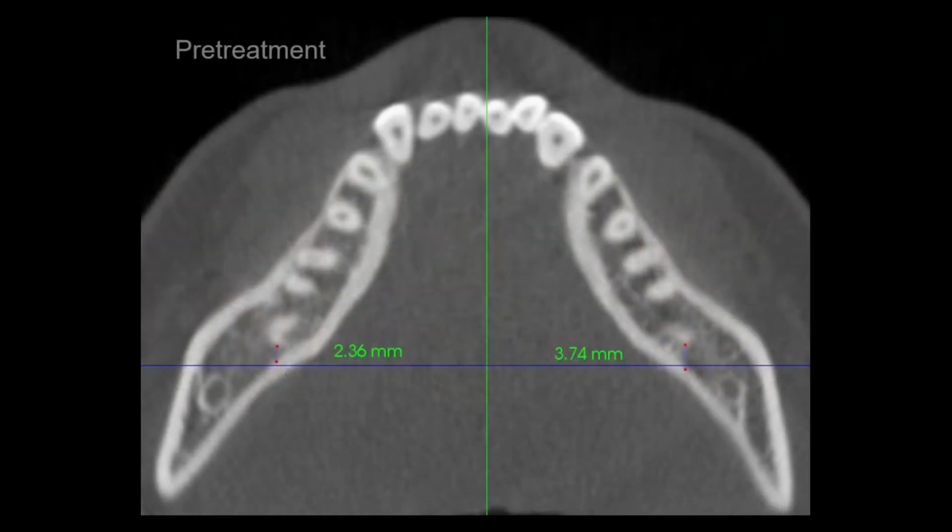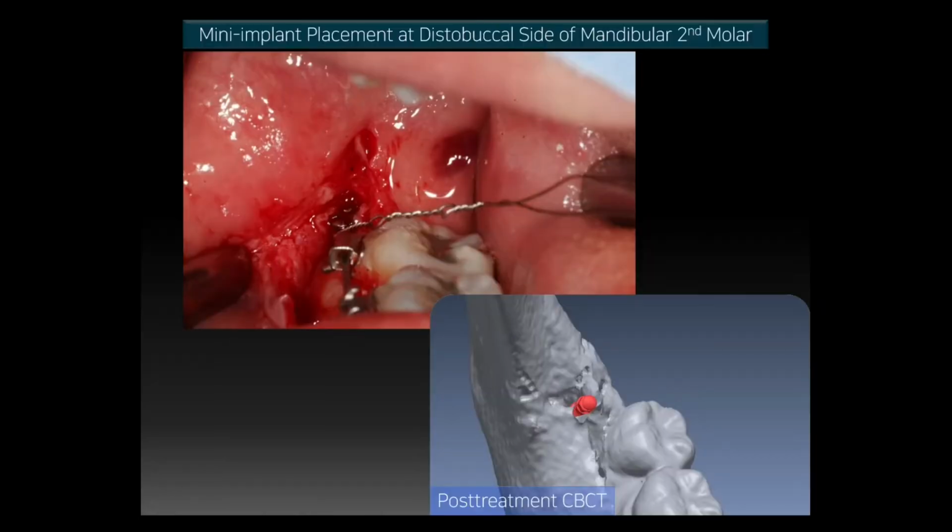The distance between the root of the mandibular second molar and the lingual cortical plate was about 3 millimeters. Mini implants were placed on the distal buccal side of the mandibular second molars, and a ligature wire thread was extended from the head of the mini implant.